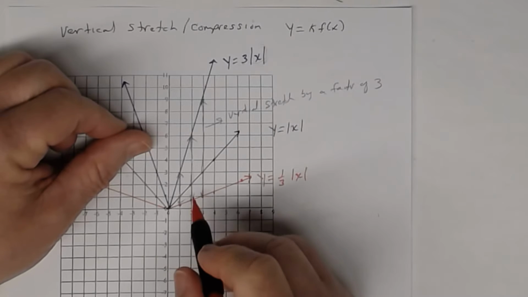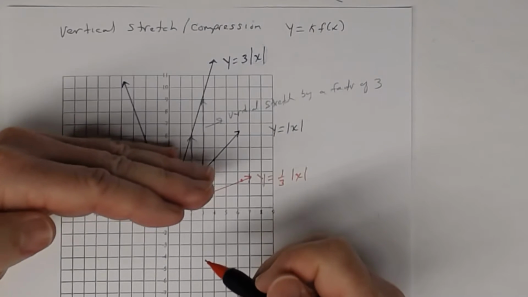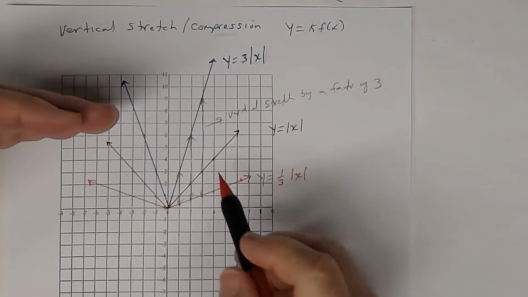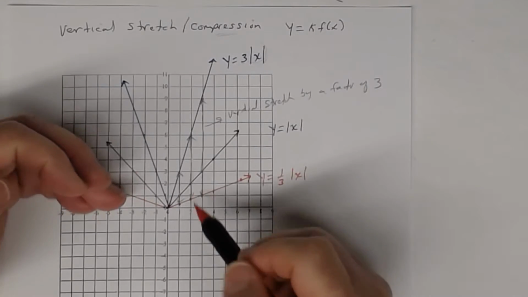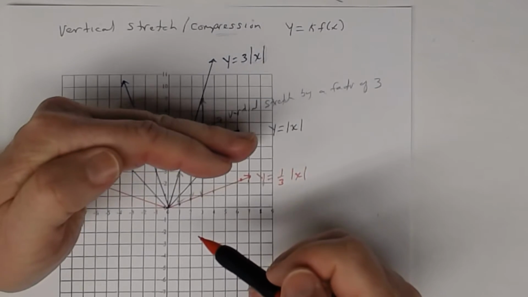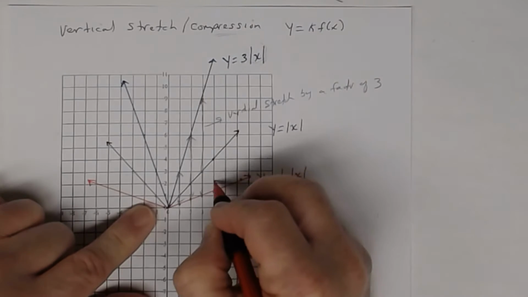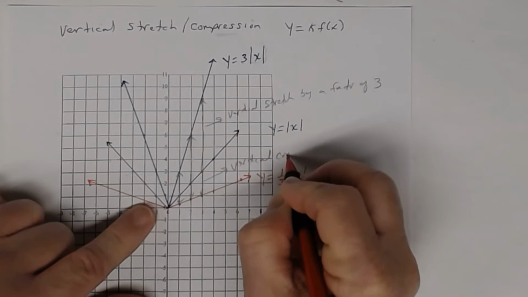Then, to think about compression, think about pressing on something, compressing. So the word press right here. You're pressing on something. So here I'm taking this absolute value of x, let's say this rubber band, and I'm pushing down on it. That's a compression. So this would be a vertical compression.